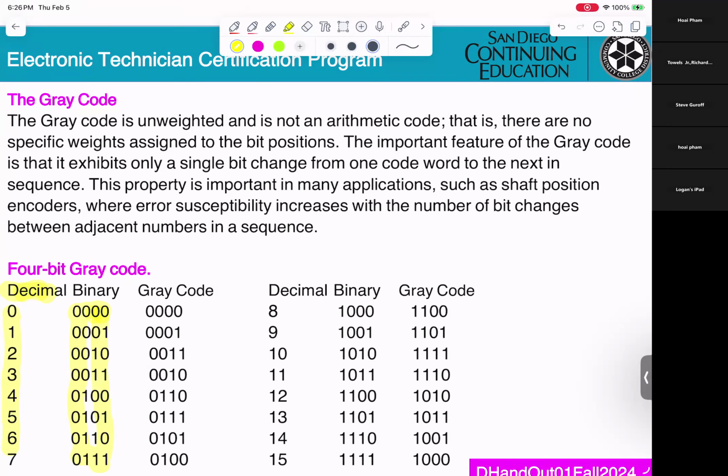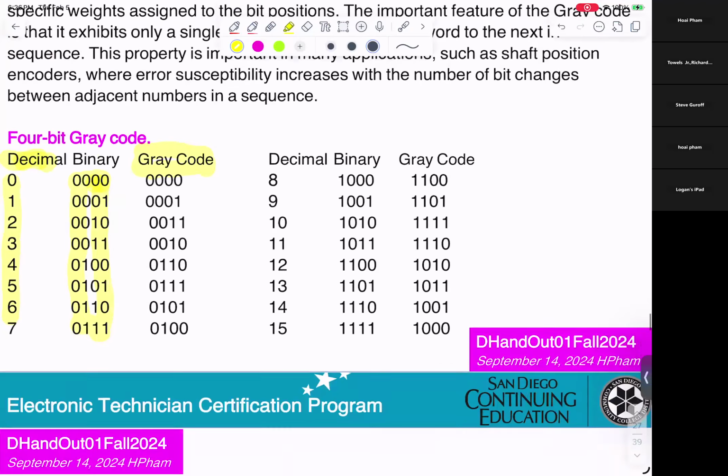Okay, binary. And now, how to get gray code? 0, 1 here, 1, 1, 1, 0. We have to follow the table. When they build different machines, they need a different code. They can use either gray code or whatever.